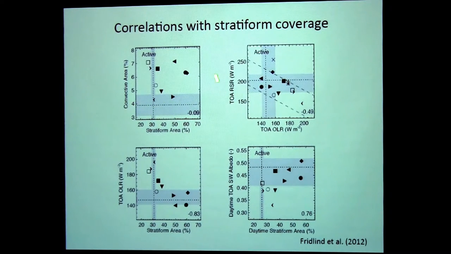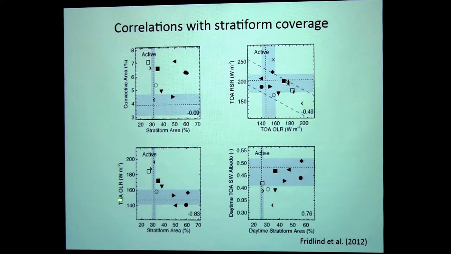And so the mean and the uncertainty of the stratiform area and the convective area, just over the active region when we had really a lot of rain and we expect these structures to be very well developed. And you can see that there's really no correlation here. This is the rank correlation coefficient.